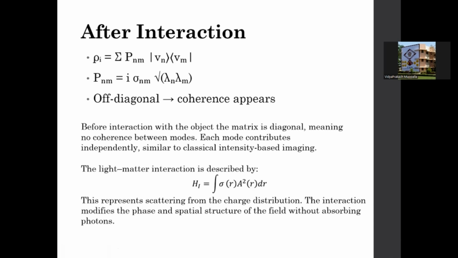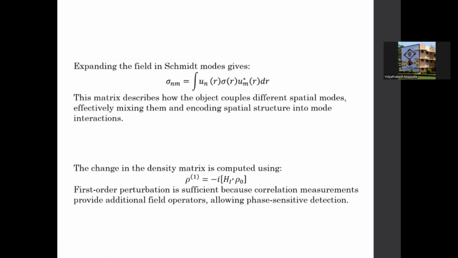This is the key result in the paper. The object does not simply modify the intensity distribution of the light. Instead, it modifies the correlation between the modes in an entangled system. Before interaction, the density matrix is diagonal, meaning there is no coherence between the modes. Now, each mode behaves independently, contributing according to its weight.